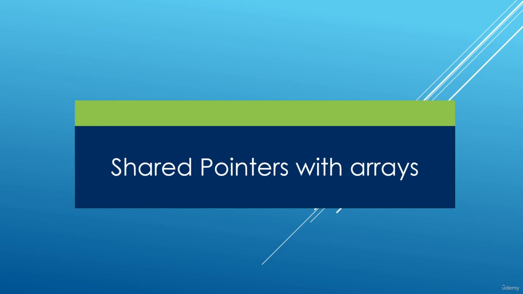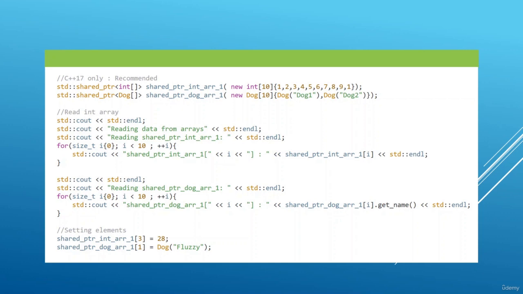In this lecture, we're going to explore how shared pointers work with arrays. And here is a simple example of how we can do that. The syntax we use to set up an array of objects using shared pointers, and the array is going to be dynamically allocated from the heap, as you see here. The syntax is what you see here.